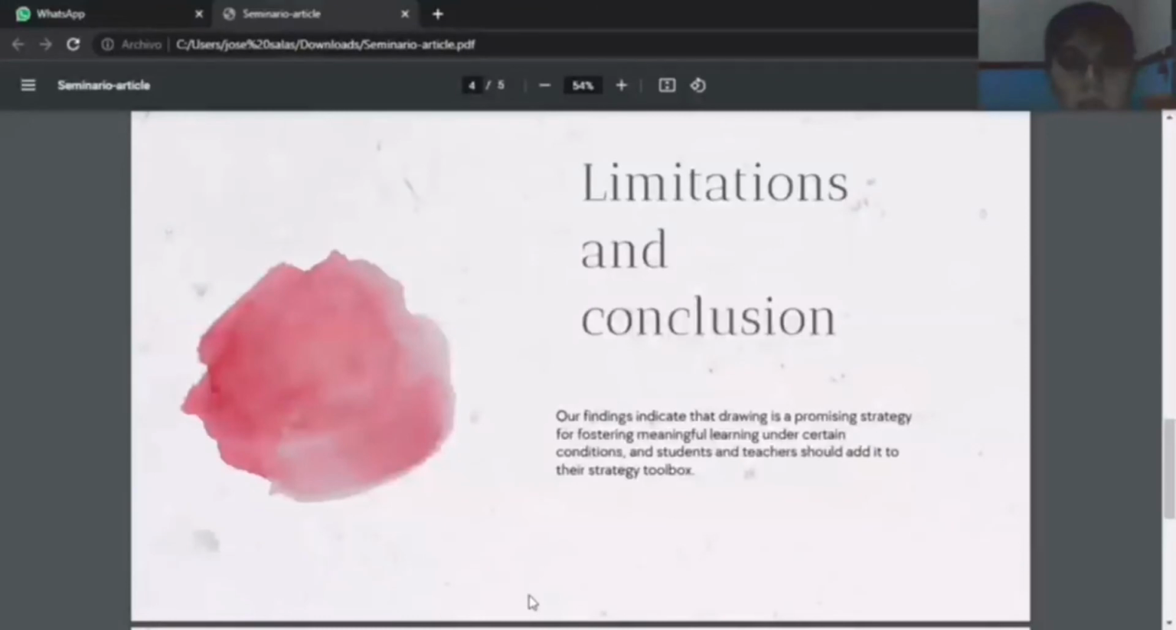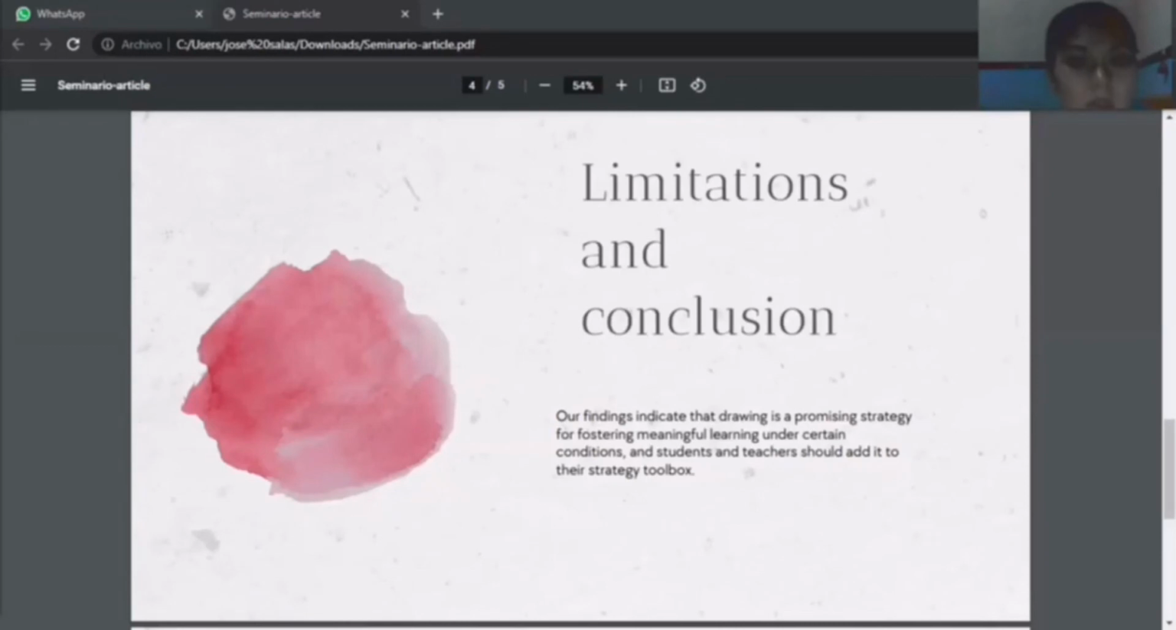Okay, finally, we have the limitations and conclusion. Basically, in the limitations, learning by drawing is an emerging research area, which means that there is not enough research regarding the topic. In addition, the existing research focuses on short-term controlled experiments that isolated the effects of drawing compared to other types of learning activities, according to Logan and Kian. As a result, the conclusion will be based on a specific context.